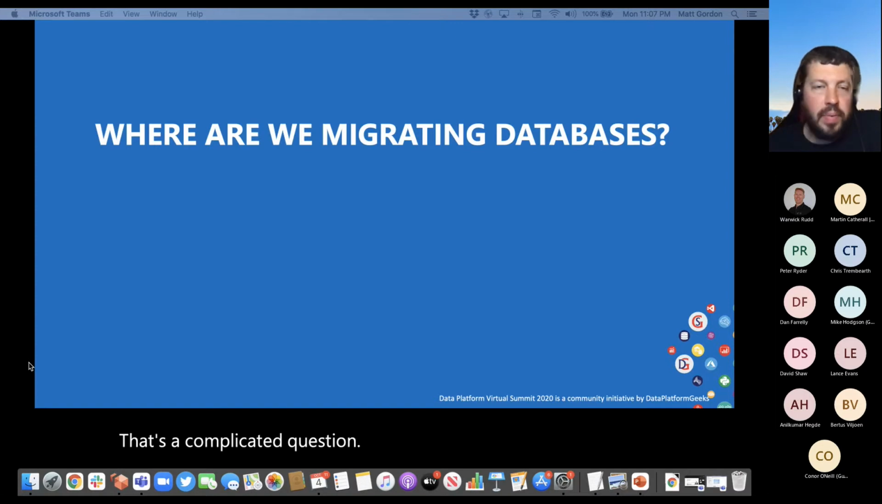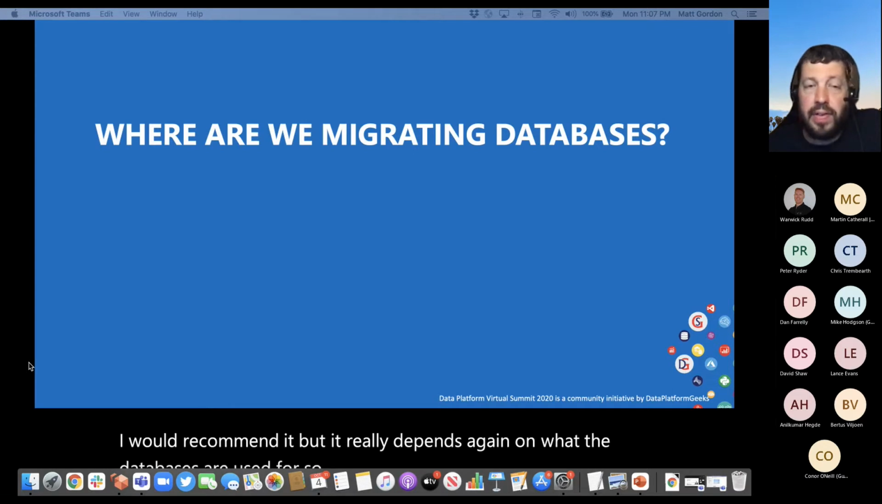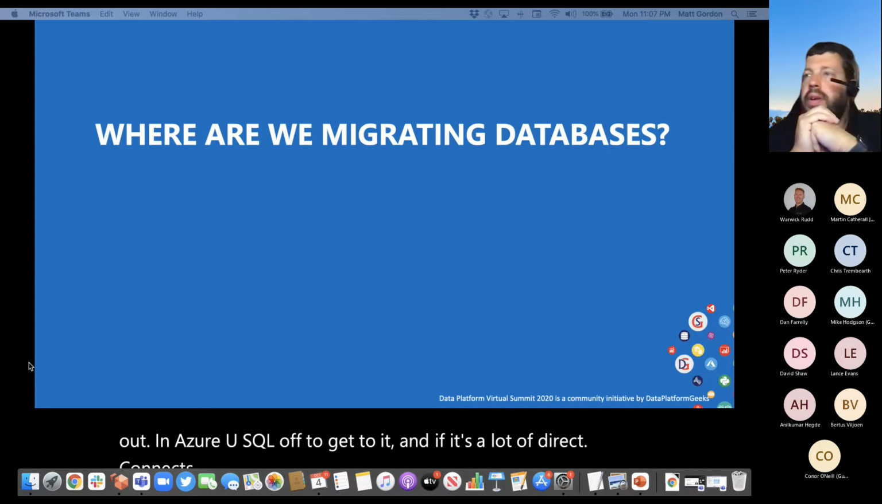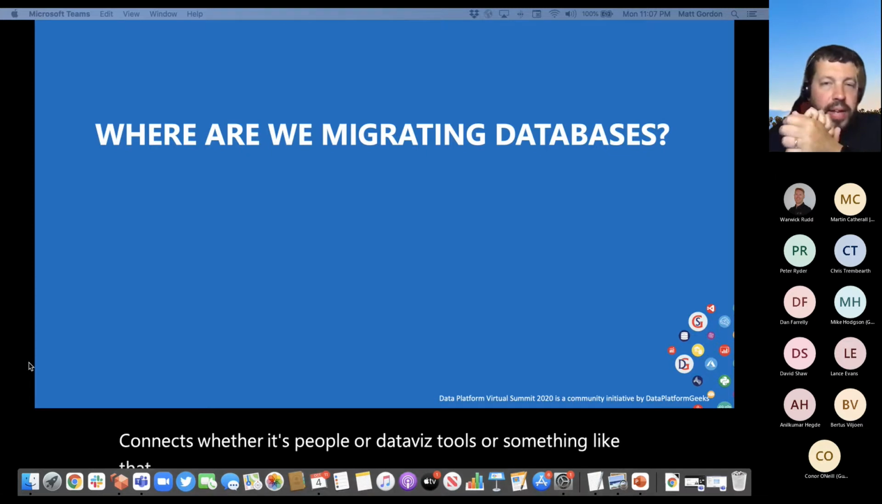I would recommend it, but it really depends, again, on what the databases are used for. You can certainly put a lot of stuff out in Azure, use SQL Auth to get to it, and if it's a lot of direct connects, whether it's people or data viz tools or something like that, you could probably get away with that and be just fine.